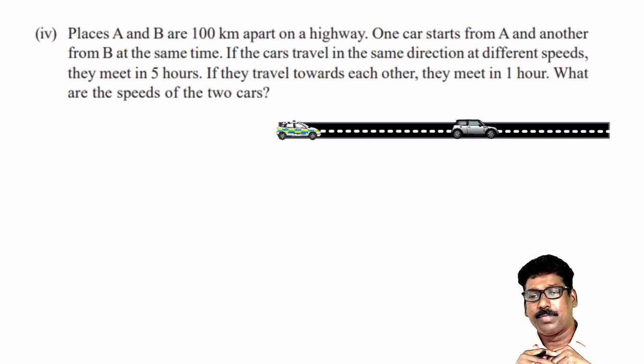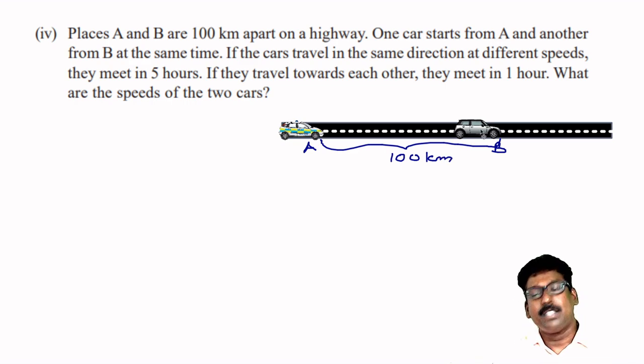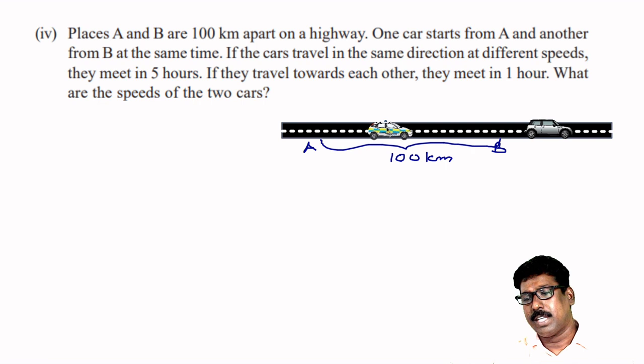Let us look at the question. Here you can see two cars. Let this car start from A and another car start from B. This distance, that means from A to B, you can take as 100. The car starting from B will move in this direction and the car from A also in the same direction, but their speeds are different. Suppose these two cars meet at a point C. This is the point where these two cars meet.